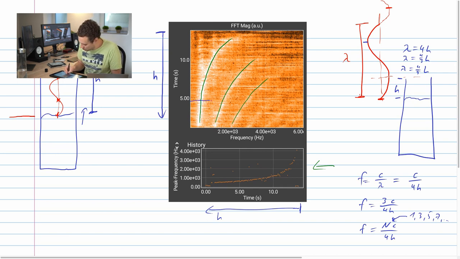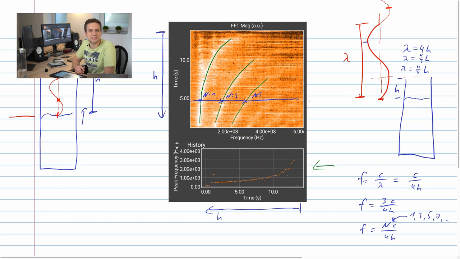So if at any point in time we have a look at the frequencies we see, then this is our frequency with N equaling 1, the frequency with N equaling 3, this would be N equaling 5, so N1, N3, N5, and you can barely see number 7 over here, and then number 9, and then we are out of the range of our spectrum.